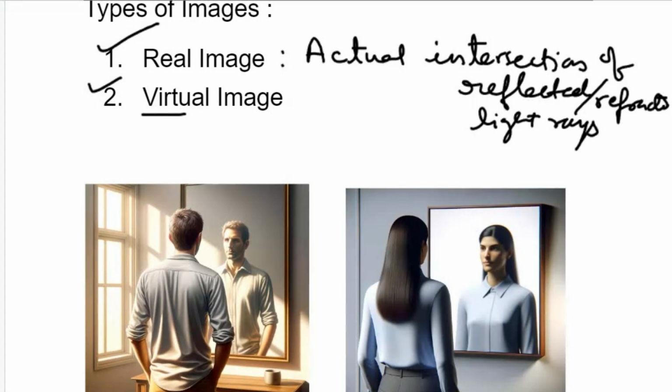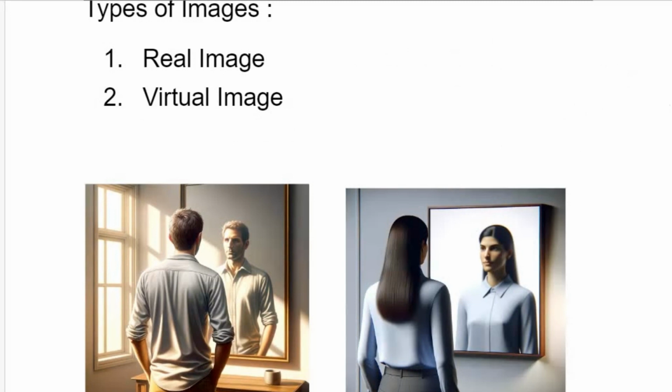And what is a virtual image? A virtual image is an image that is formed without the actual intersection of reflected or refracted light rays. So you see here in picture 1 and picture 2, when we stand in front of the mirror, our image is formed inside the mirror. So is the image formed inside the mirror a real image or a virtual image? You think about it. It's definitely a virtual image because the thing that we see inside the mirror is not the reality. Reality is us. So that is the image of the reality. So that is virtual.